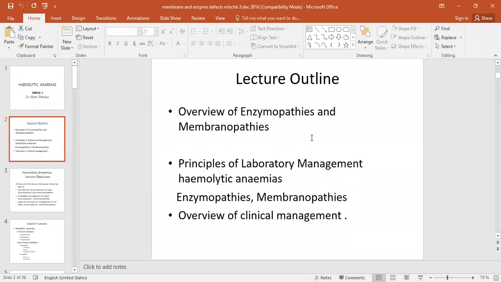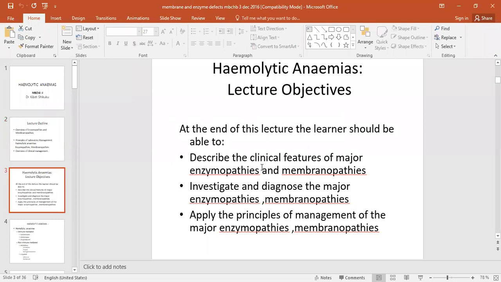Generally, these are just abnormalities associated with enzymes and membranes. We will look at some of the laboratory aspects that we could employ for diagnosis for the two disorders, and then possibly also have an overview on aspects of clinical presentation, or the things that you may need to look for when a patient presents with a hemolytic process. That may have already been presented in the previous lectures, so I'll not belabor the clinical symptomatology.